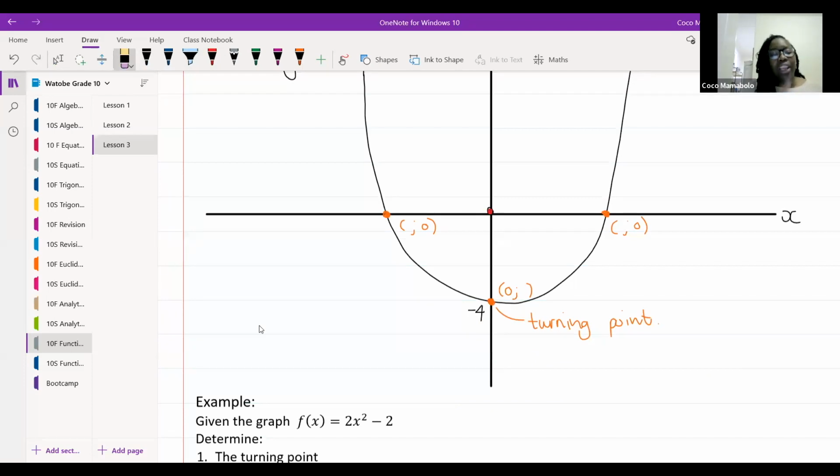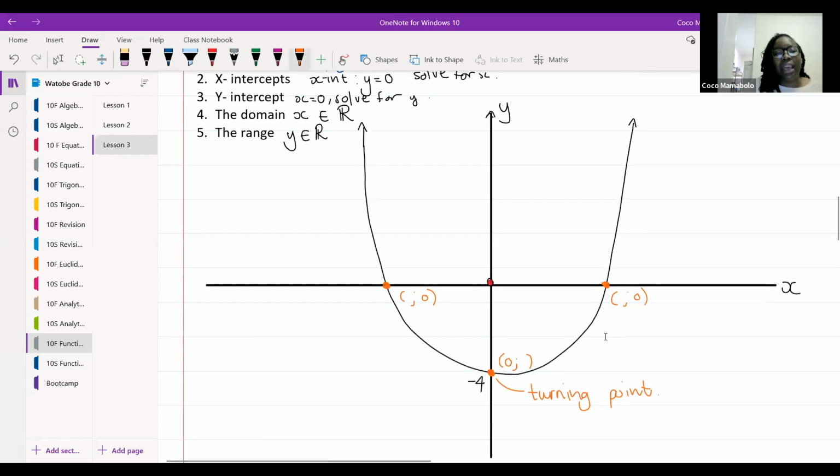So my range is going to be different in that my range can only be numbers that start at my turning point, -4 upwards. So we're going to say that our range is that Y is an element of real numbers, except Y needs to be greater than or equal to -4. Because if it's less than -4, we're not going to get an answer for our graph.